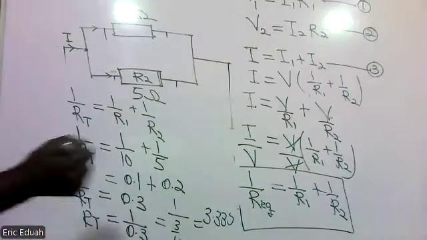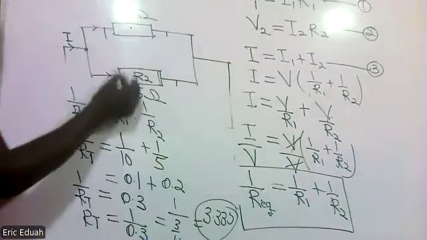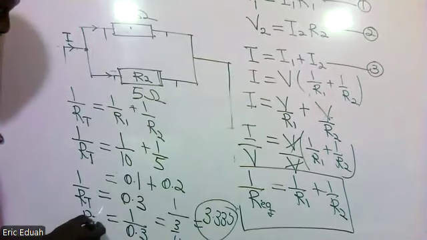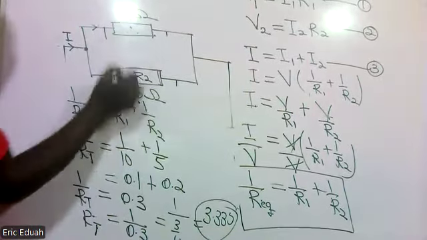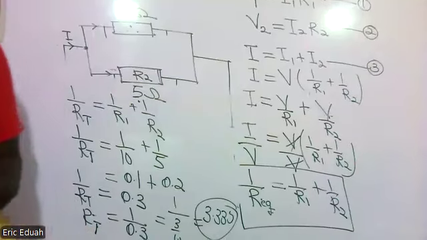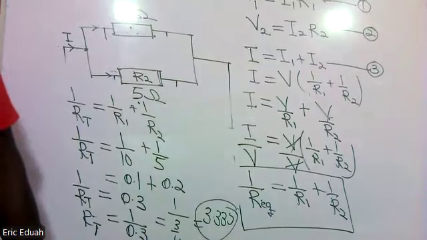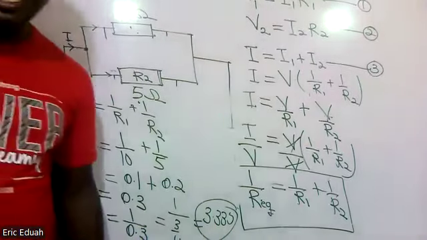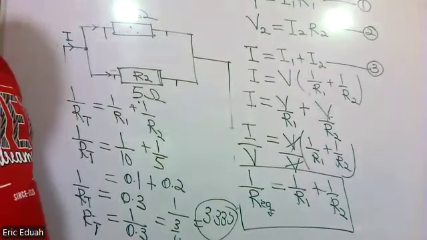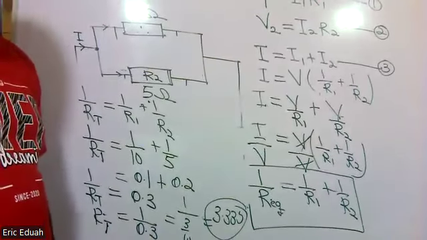Now, compare the value of the total resistance to any one of them. You realize that the total resistance is less than each one of them. Okay, so when resistors are connected in parallel, the total or the effective resistance is always less than any one of them. That is what it means. Adwa, are you there? Yes, please.